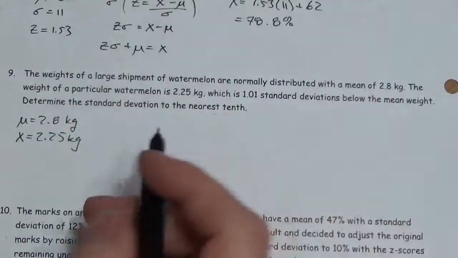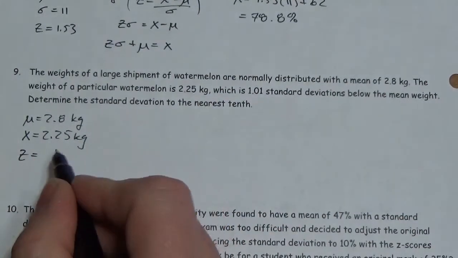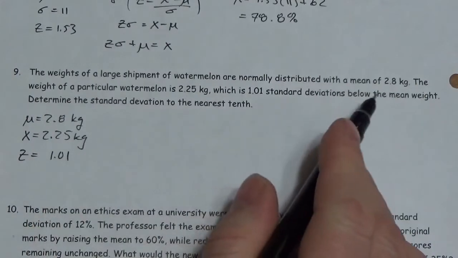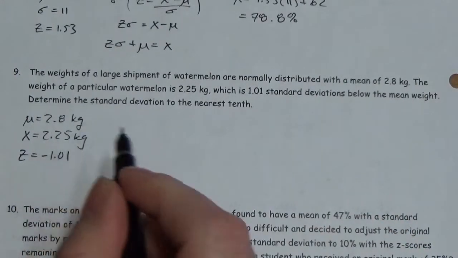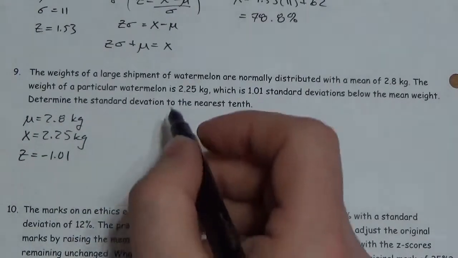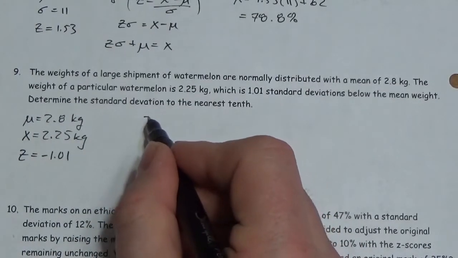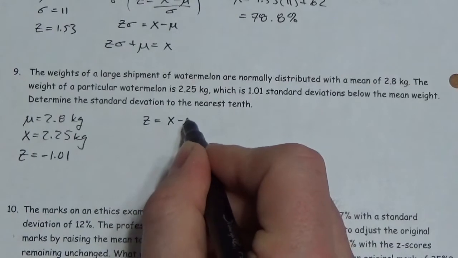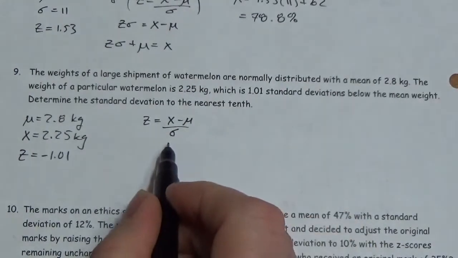Okay, so as soon as I give you that, I am giving you the Z-score. So it's going to be 1.01, and it does in fact say below the mean. So I know that that means it's going to be negative. We want to figure out what the standard deviation is. Okay, well our formula for that is Z is equal to X minus the mean over the standard deviation.